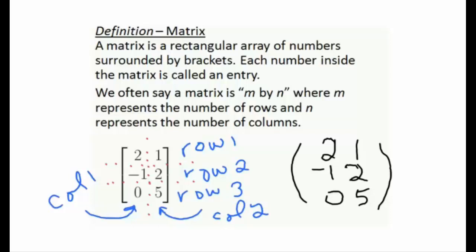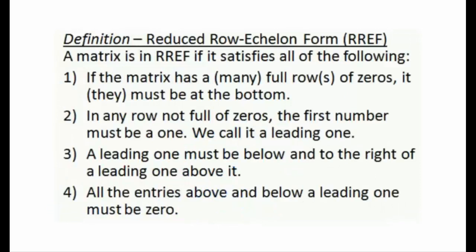So we use these numbers to describe the size of the matrix. We talk about how many rows it has and how many columns it has. So this matrix here in our example has 3 rows and 2 columns, so we would often say it is 3 by 2.